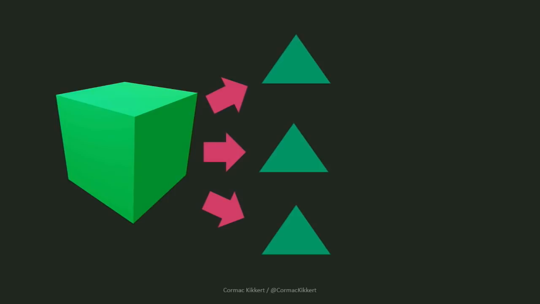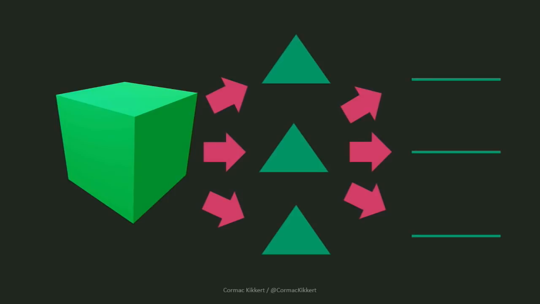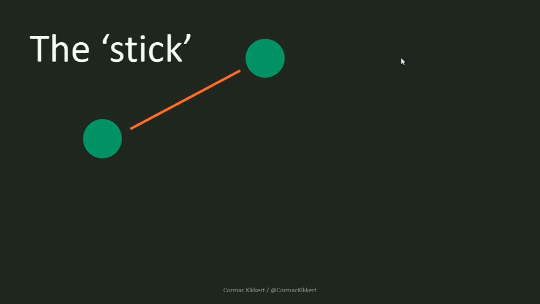So what if we wanted to simulate more complex objects, like a cube or a pyramid? This may sound really difficult, but it's actually pretty simple. So first we just break down the object into triangles, which is pretty easy to do. And then we just split it down further into sticks, or lines. I just like calling them sticks. So each stick in my simulation is just a line and then 2 points.